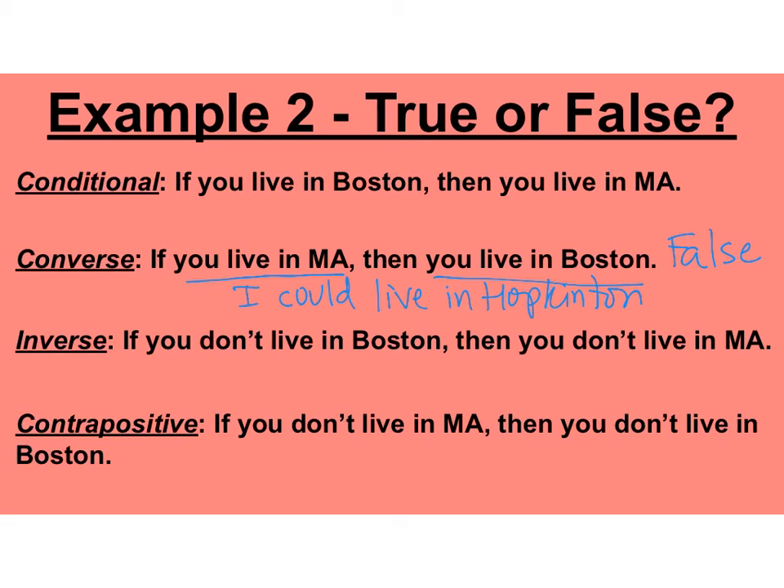Let's check out the inverse. The inverse puts it back in the same order, but now makes it negative. If you don't live in Boston, then you don't live in Massachusetts. That one's false as well. If you don't live in Boston, you could still live in Massachusetts. You could live in Hopkinton. And the last one switches it and makes it negative. If you don't live in Massachusetts, then you don't live in Boston. That one is true.